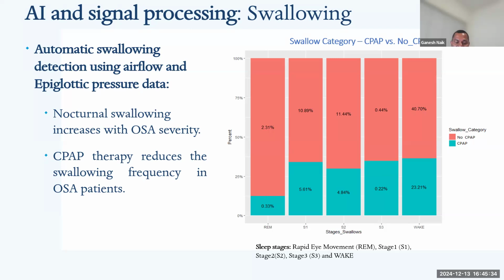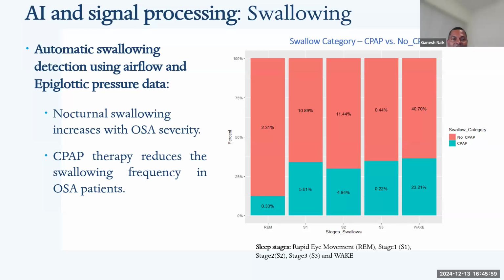So that means, if the people have severe sleep apnea, they swallow more. So then how can you reduce that? You can do that by using the CPAP, that means using the mask. But the downside of using the mask is that it basically causes lots of discomfort to the patients when they're wearing the mask.